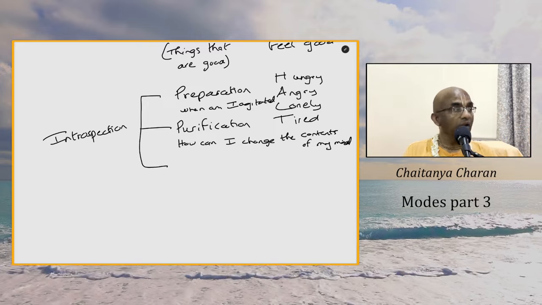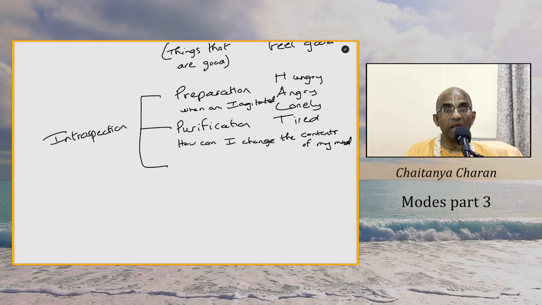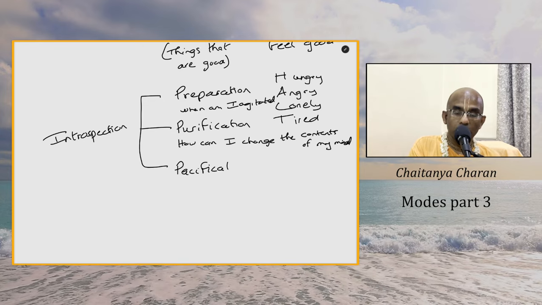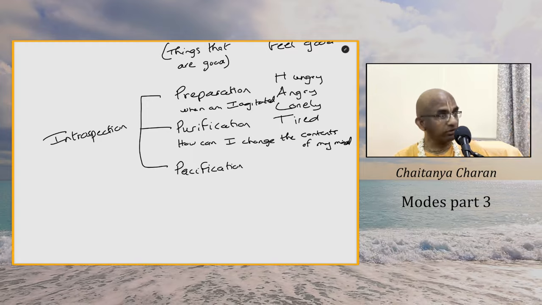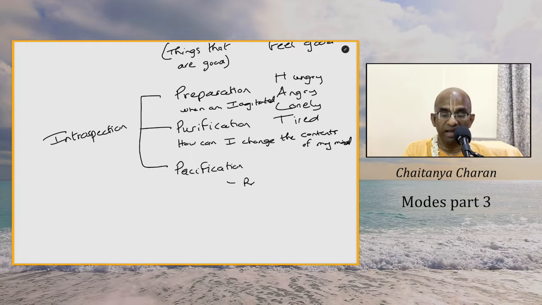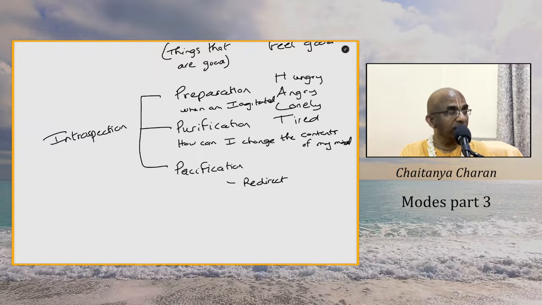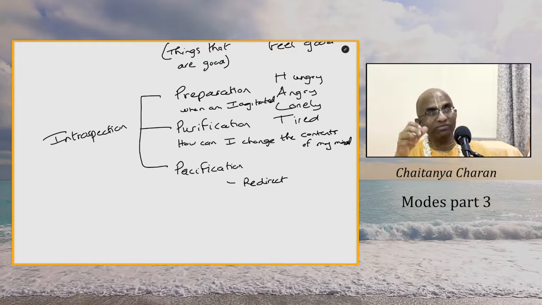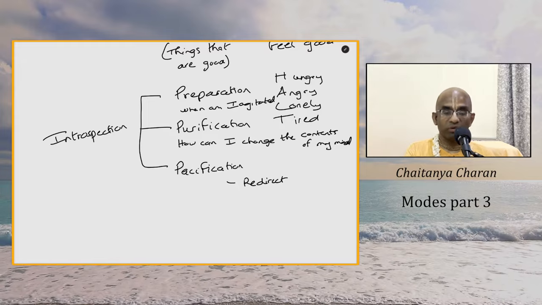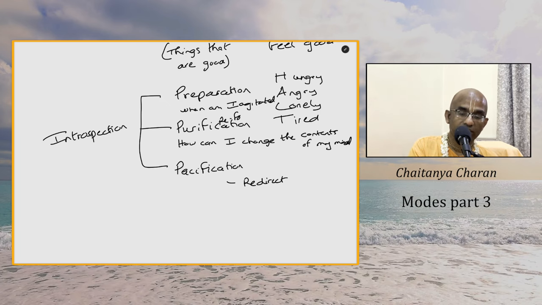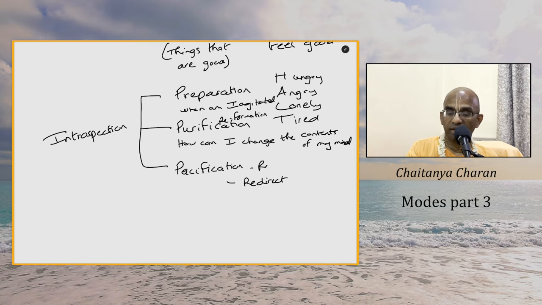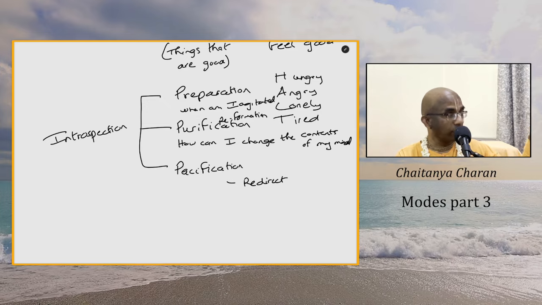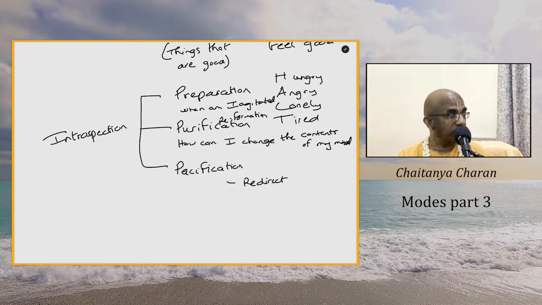So introspection helps us in preparation, in purification, and eventually also in pacification. Pacification is how I can redirect my mind. Like a child is crying, the mother doesn't say, be peaceful. The mother just gives a toy to the child, the toy makes some noise, the child starts making noise, and forgets it. That's redirection. Purification is more like reformation of the mind, but pacification comes from the redirection of the mind. We need both. How can I pacify my mind? When do I need to prepare myself? How can I purify myself? All this can come through introspection.